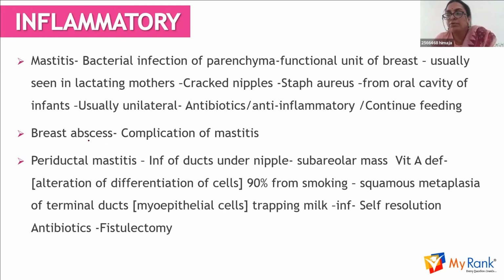What you have to do with any abscess is drain it. You have to remove the pus and give her antibiotics. That will be a problem if this is neglected. Okay. Mastitis is a very common inflammatory condition. Then comes breast abscess. Then there is periductal mastitis. Periductal means around the duct. It is an infection.